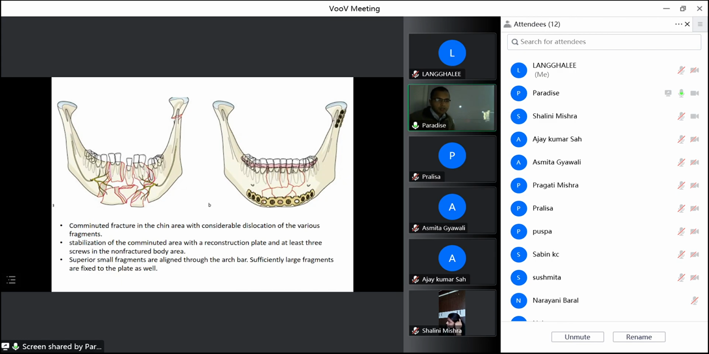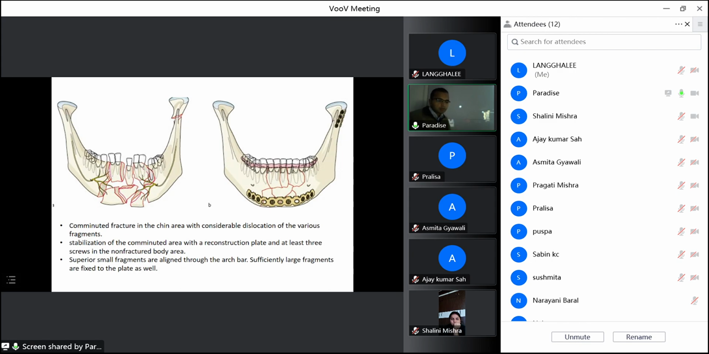Again, comminuted fracture in the chin area with considerable dislocation of the various fragments. Stabilization of the comminuted area with a reconstruction plate, and at least 3 screws in the non-fractured body area are placed. Superior small fragments are aligned through the arch bars. Sufficiently large fragments are fixed to the plates as well.